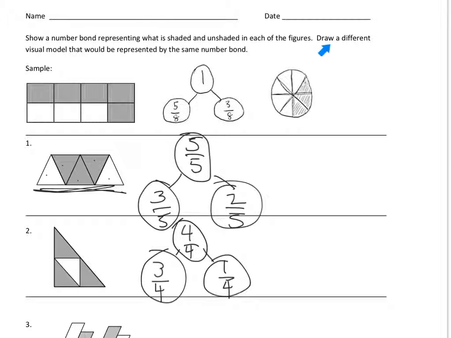Okay, coming back up, it says for the second part to draw a different visual model that would be represented by the same number bond. So this is a visual model, and you see here there's 1, 2, 3, 4, 5 out of 8 pieces here. You notice on this side they made a different shape, and we're looking for 3 out of 8, and they got 1, 2, 3. So they represented 5/8 there, and then they represent 3/8 there.